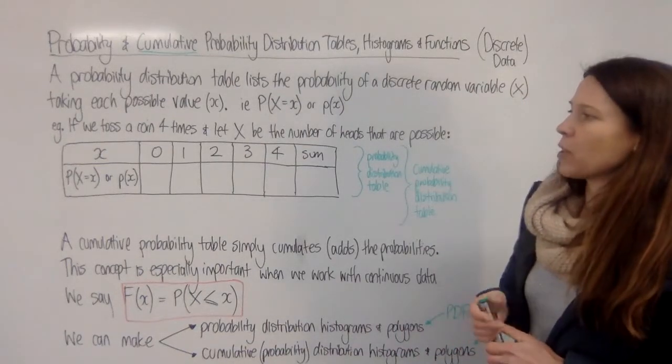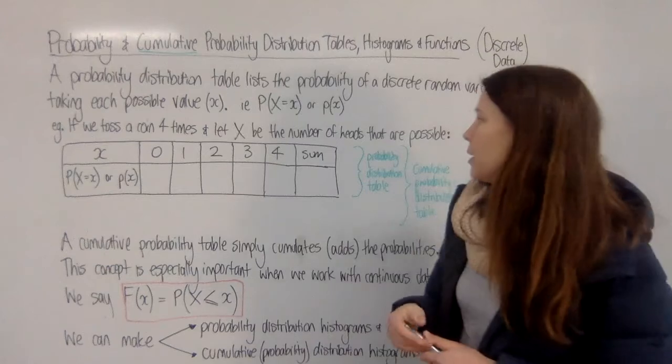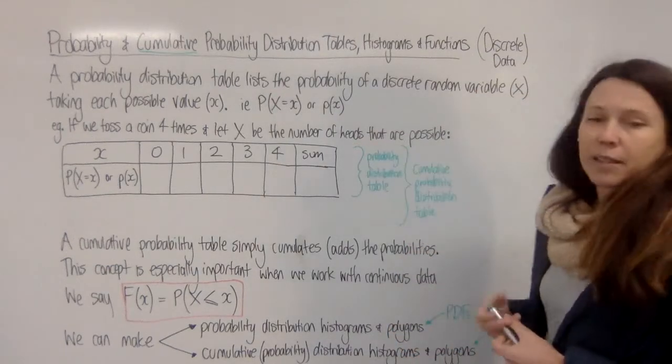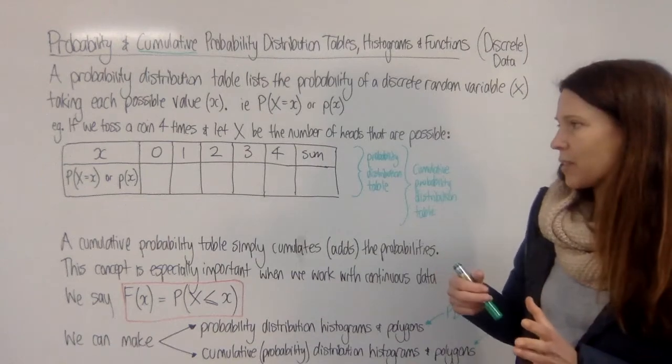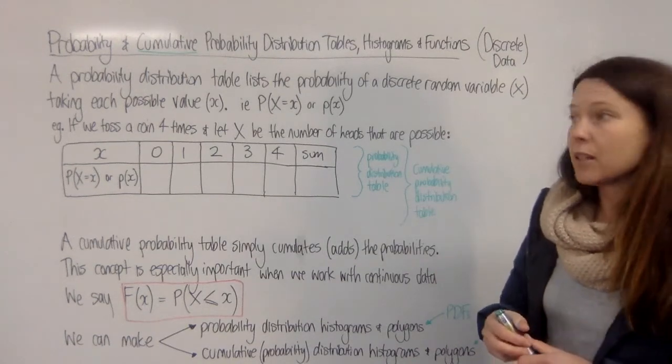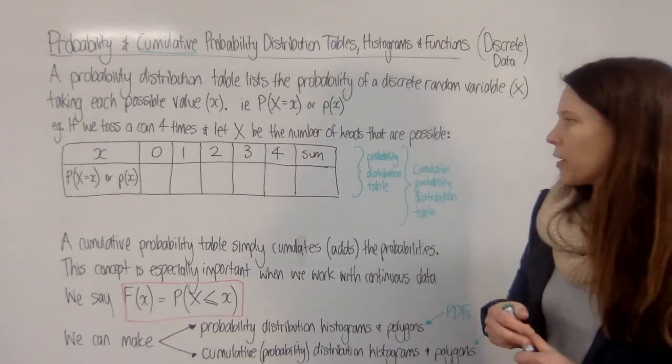Now in this example, we're tossing a coin 4 times and we're letting big X, that is the outcome, be the number of heads that are possible. So we're not actually carrying out this experiment, we're thinking about what's likely. So we're using theoretical probability, not experimental probability.